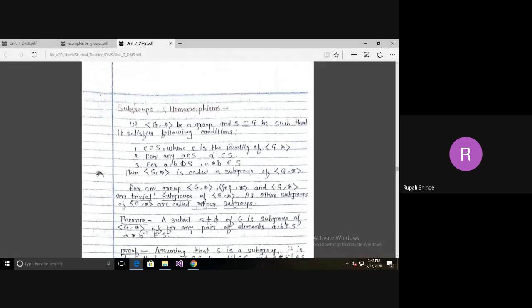Okay. So now we have to see the next point, subgroups and homomorphism. Before this we have seen the concepts of semigroup, then monoid, sub semigroup, sub monoid. So likewise we have to see what a subgroup is. We have seen the definition for a group, and the same concept we have to apply here.